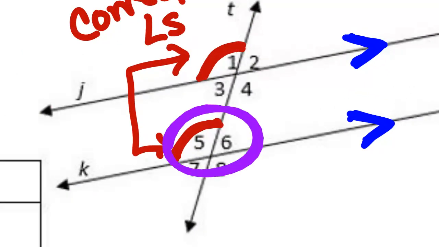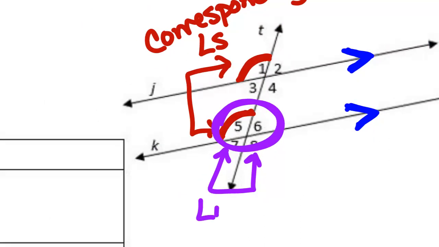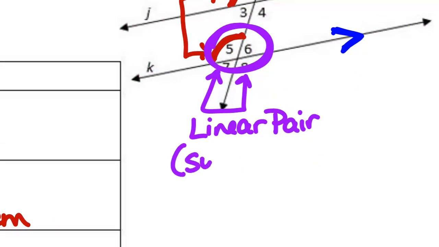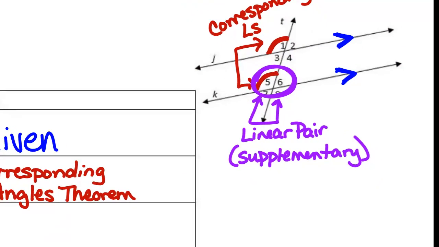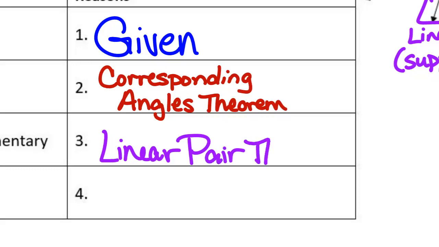Why would I be allowed to say that angles 5 and 6 are supplementary? Yes, they're a linear pair. They are side by side. They are a linear pair. And a linear pair is always supplementary. So because angle 5 and angle 6 are a linear pair, we are using our linear pair theorem.